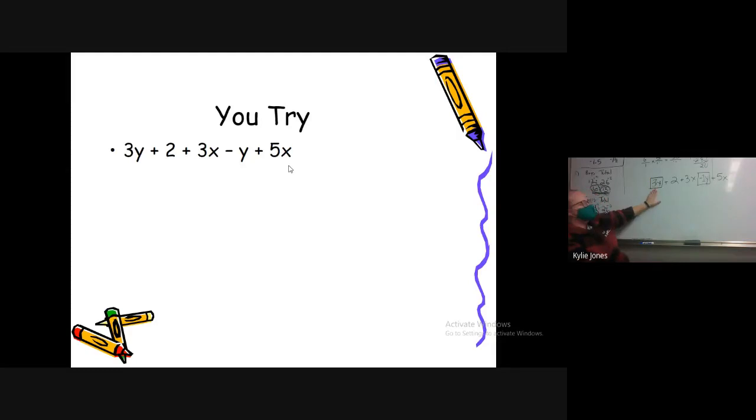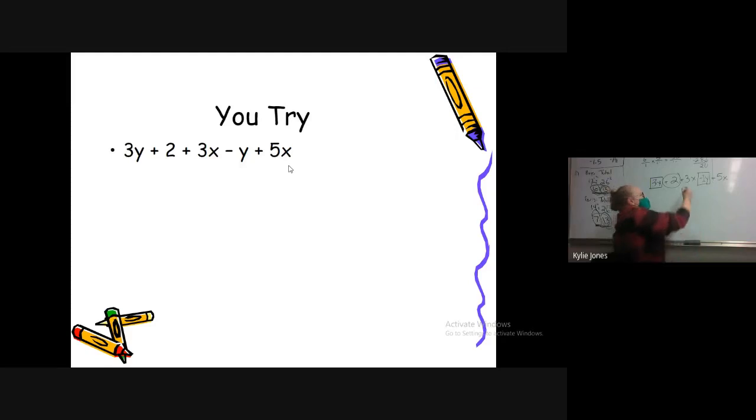Okay, so this would be 3y minus 1y. But before we do that, let's just finish combining some other things. Let's look at the 2. This is a constant. Is there another constant that we can add or subtract with it? Do you see anything else that's just a number by itself? Nope. So that one's all by itself. It's just a positive 2.